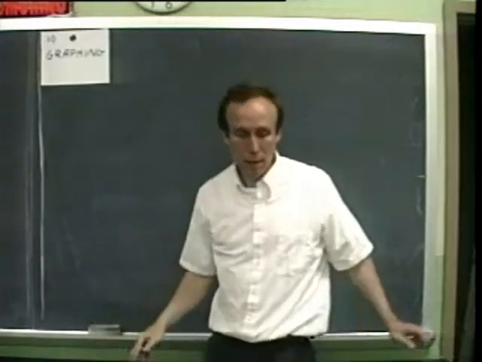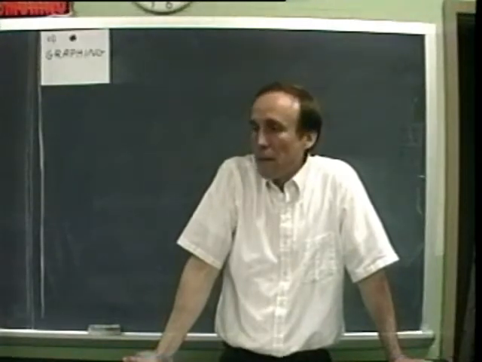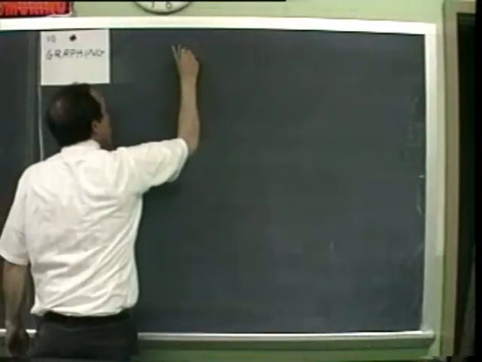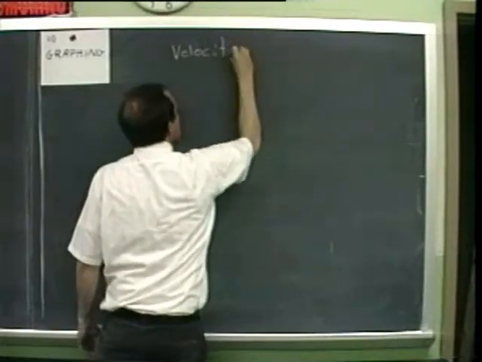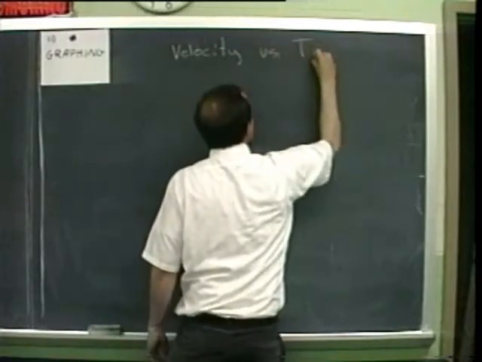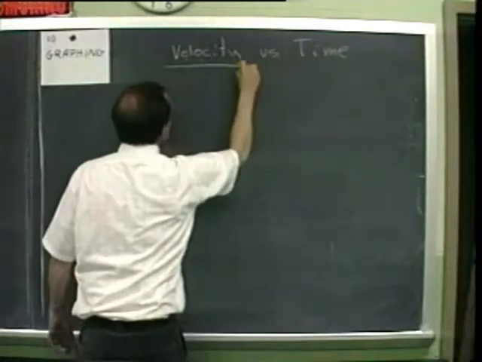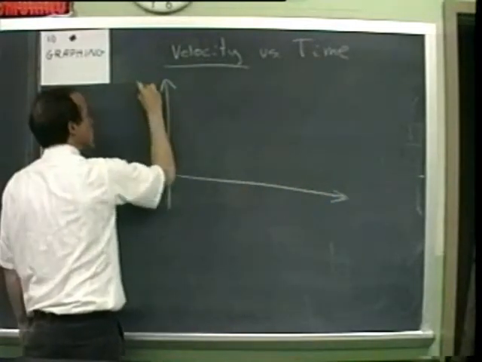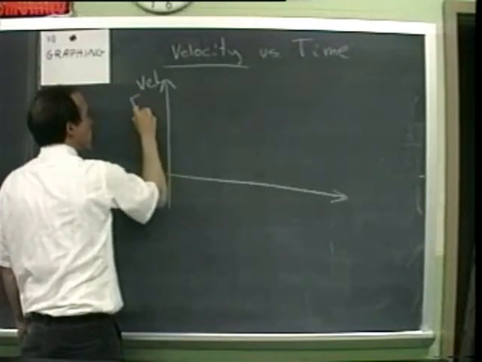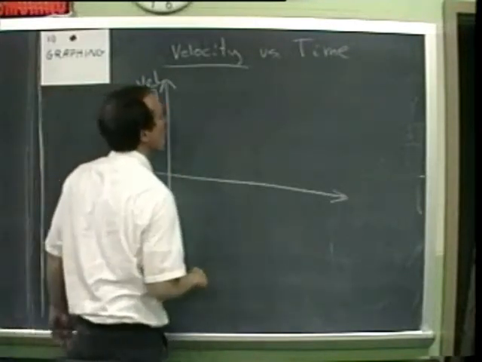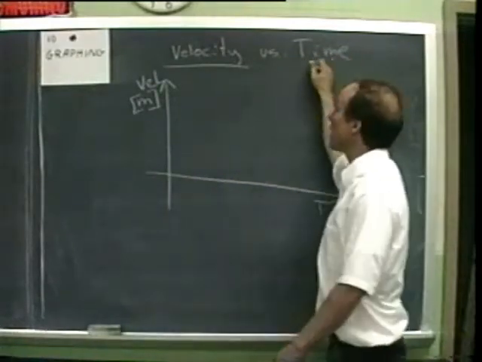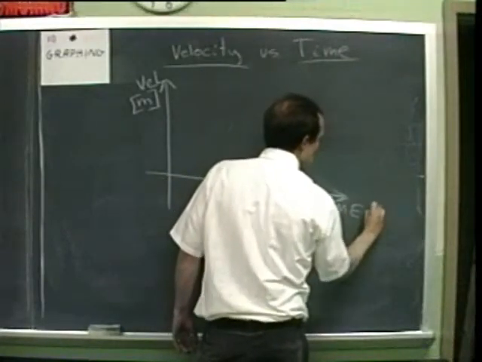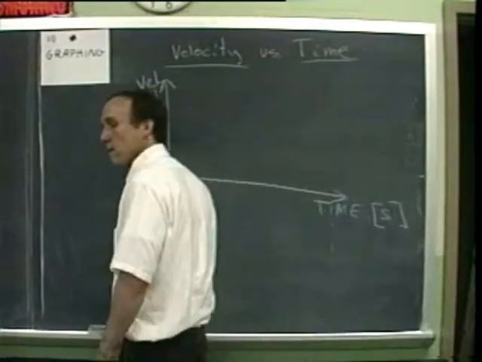Suppose somebody asked you to make a graph of velocity versus time. The first quantity goes along the vertical axis, the y-like axis. Typically you indicate the units, meters per second. And the second quantity, the thing that comes after the versus, goes along the x-axis. Indicate the units, so we'll plot that in seconds.